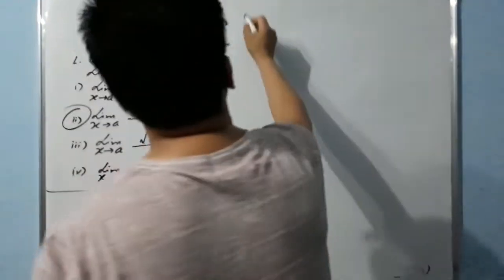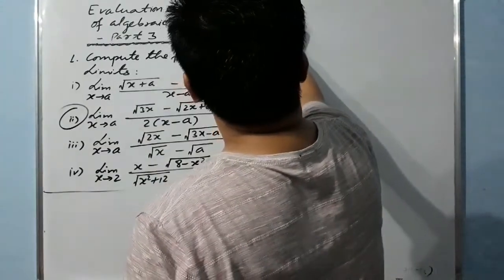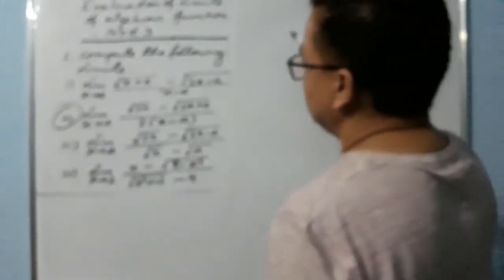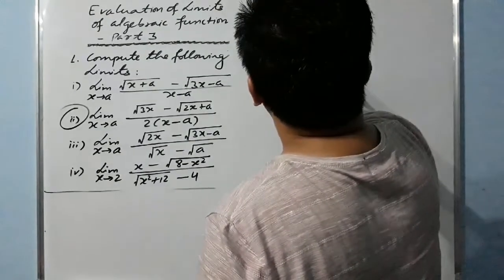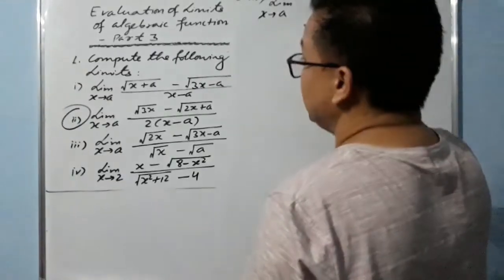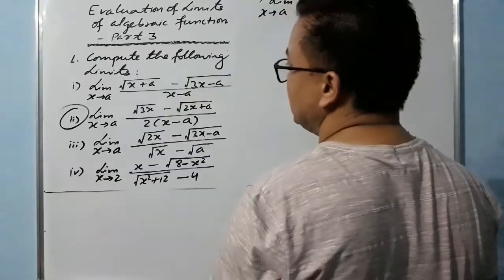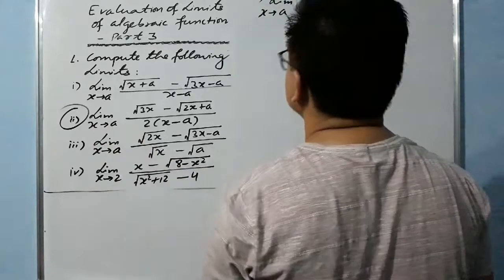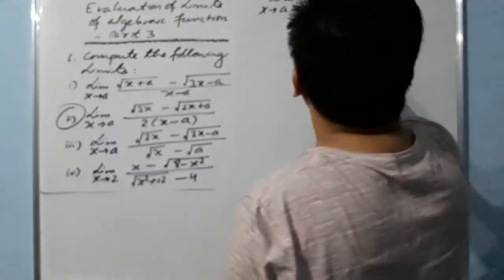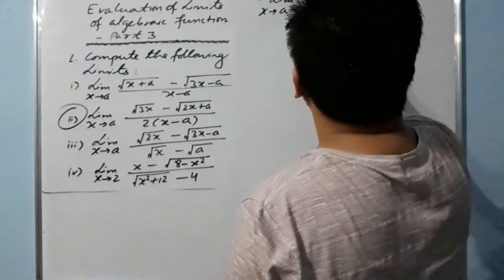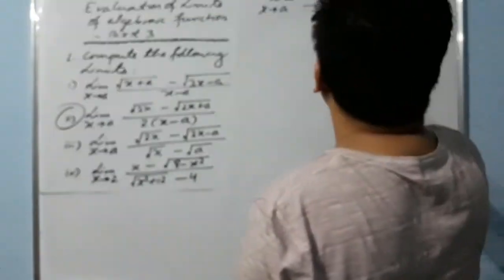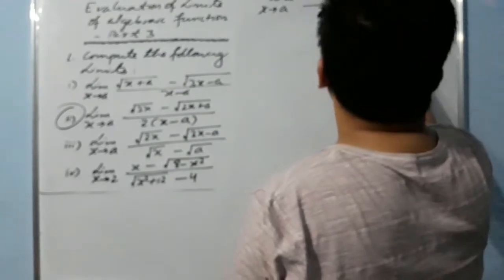Question number one third. Limit as x tends to a. Here also a. Coincidentally, the first three I have taken as limit x tends to a. Okay, let me write down the question: 2x minus root 3x minus a over root x minus root a.